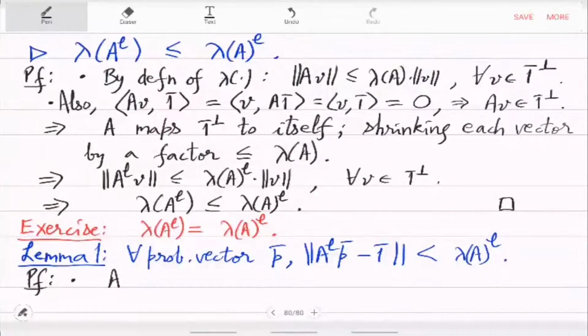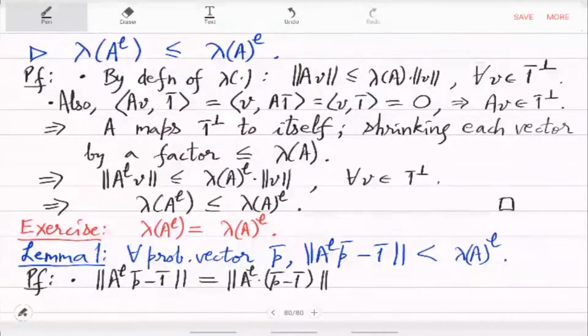So for that, simply observe that A to the L P bar minus 1 bar is actually equal to A to the L times P bar minus 1 bar, right? Because these two vectors are exactly equal. 1 bar is equal to A to the L 1 bar, because 1 bar is equal to A times 1 bar, and then you repeat this L times. And now P bar minus 1 bar is orthogonal to 1 bar. You can show that.